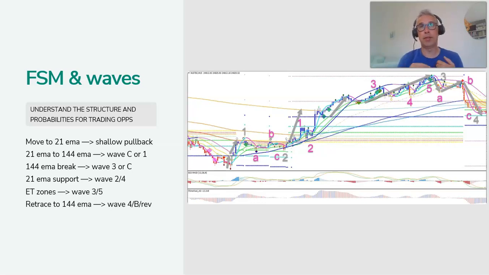I think it gives understanding to the structure, cleaner and quicker, and we can collaborate and understand the probabilities for trading opportunities. By using these moving averages, we can see the spaces, right? When price retraces back to the 21 EMA, it's a pullback. Then if it breaks above the 20 EMA, there's a potential for price to retrace back to the 144 EMA. If it breaks above the 144 EMA, then we're typically in a new trend.